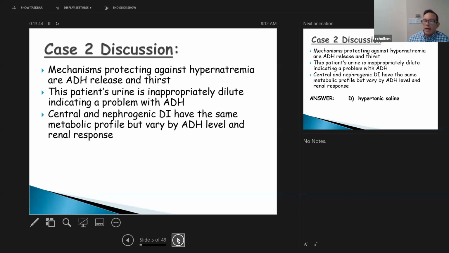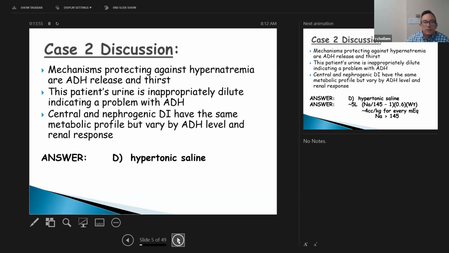So remember, look at a lab in the context of the situation, kind of like a parathyroid hormone that's normal when it should be super high, et cetera. So the wrong answer would be hypertonic saline because of the osmolality mismatch there.